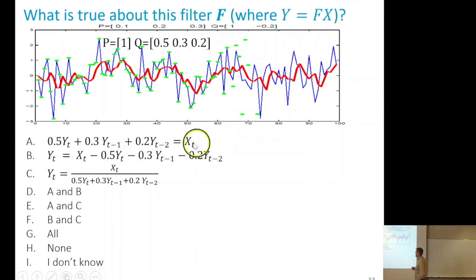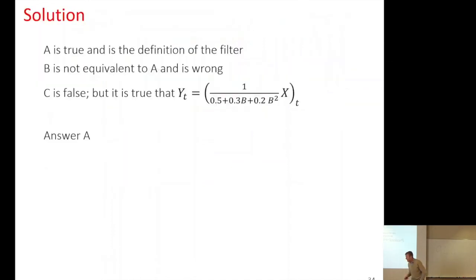That's in fact the definition of the filters, or one of the ways to define the filter here. This would be an incorrect interpretation of the definition. This is almost true, but it's not true. It's not y that is equal to x divided by this. It's very tempting to write this, but this is not true. What is true is that y at time t is this, 1 over 0.5 plus 0.3B plus 0.2B squared. This is an operator. That's the division of operators applied to the signal x instantiated at time t. This is the correct thing.